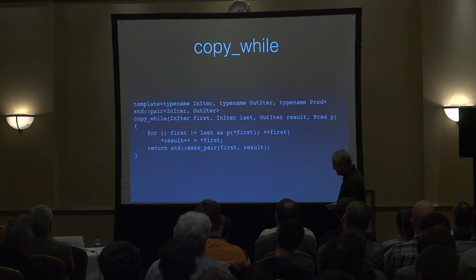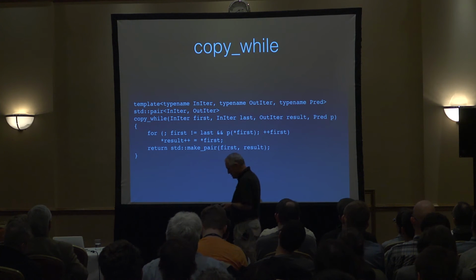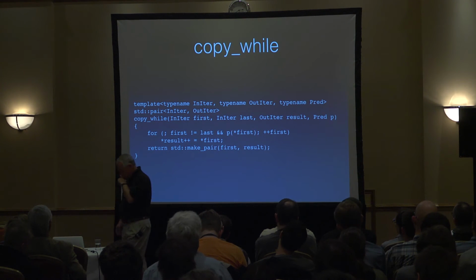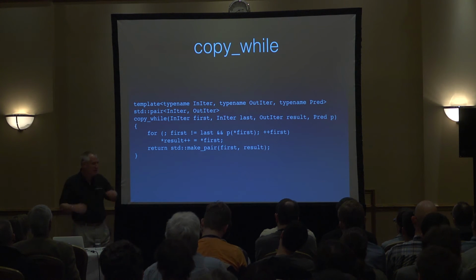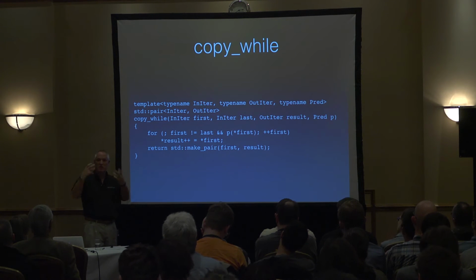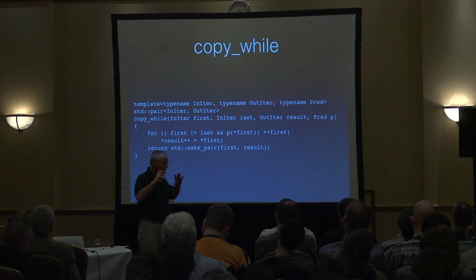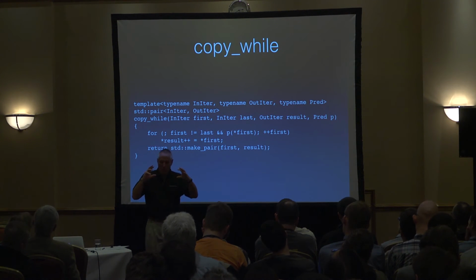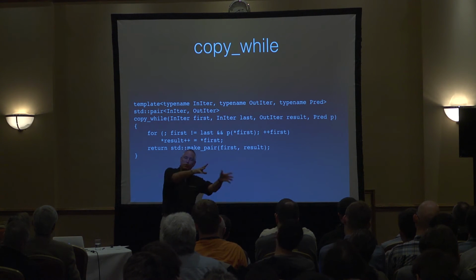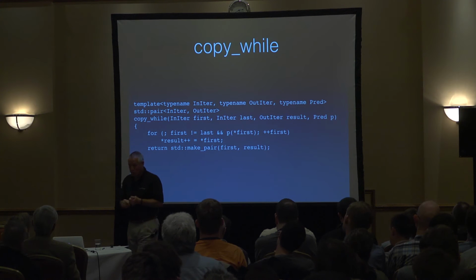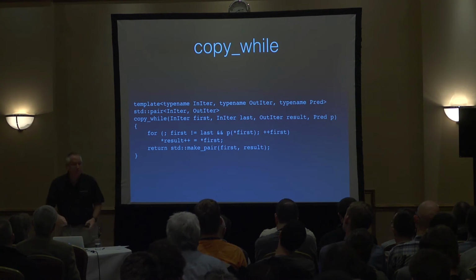Some kind of predicate. The standard library tends to use the terms functor and predicate. A predicate is something that takes a value or two values and returns a Boolean that lets you decide whether or not to do something. A functor is more a user-supplied thing that does something without actually affecting the flow of control of the algorithm.